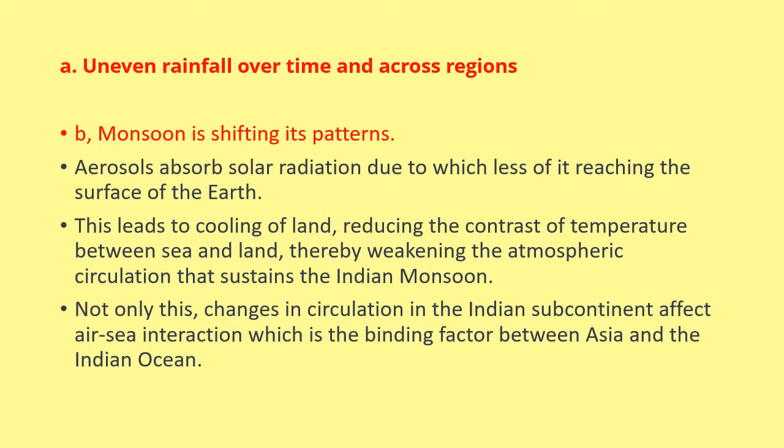Shifting of monsoonal pattern due to increase in the volume of aerosol in the atmosphere that absorb the EMR, and that leads to cooling of land. That cooling of land reduces the temperature contrast or pressure contrast in the Indian Ocean and Southeast Asia. So the reduction of that temperature contrast between the sea and land weakens the atmospheric circulation and circulation of monsoon. So monsoon is adversely affected by the climate change.